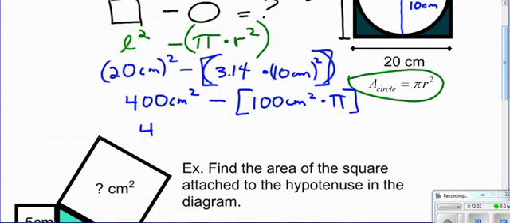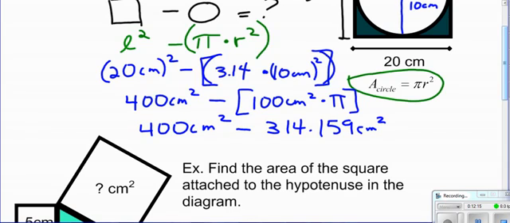And so we get 400 centimeters squared, take away 314.159 centimeters squared, right? Pi is irrational, and so that decimal is going to go on forever. And so when we find the difference of these two values, we get a leftover 85.84 blah, blah centimeters squared. The question doesn't tell us any decimal places, so we're just going to take it to one decimal place for now.